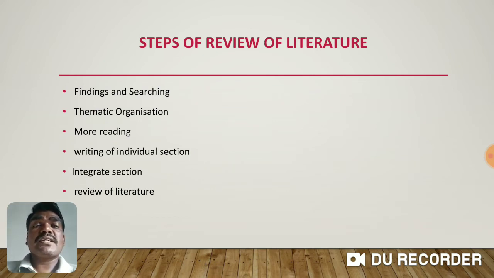So the first step is finding and searching. Before undertaking a literature review, the researcher needs to find various related studies that have already been investigated or undertaken by someone. Okay, so there are many types of research conducted in a specific area. Whatever area has been decided by the researcher, he has to search for the different types of research which have already been undertaken in the past. Okay, so where to find or search such research?